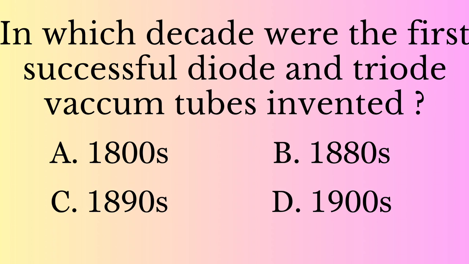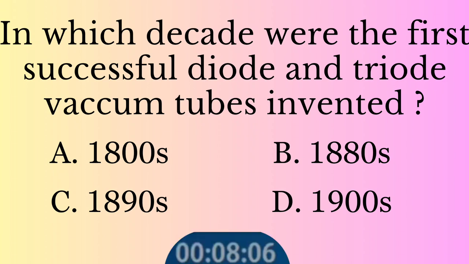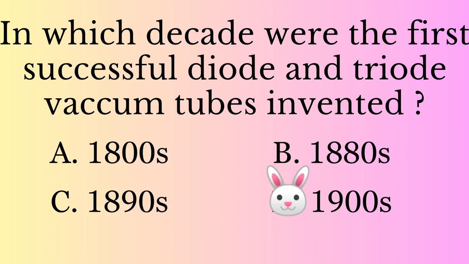1930. When were the first successful diode and triode vacuum tubes invented? In 1904, John Ambrose Fleming invented the first practical electron tube called the Fleming valve, which is a diode rectifier. In 1906, Lee de Forest invented the audion, called the triode, which provided signal amplification.